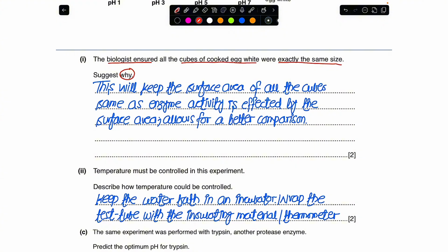So you could say that all the cubes were of the same size because this would keep the surface area of all the cubes the same, because we know that the enzyme's activity is affected by the surface area. Or if you don't want to write this point, as an alternative bullet point, you could say that it would allow for a better comparison.